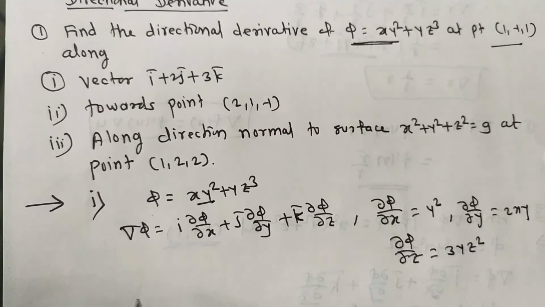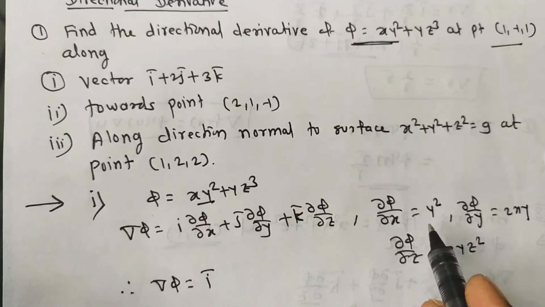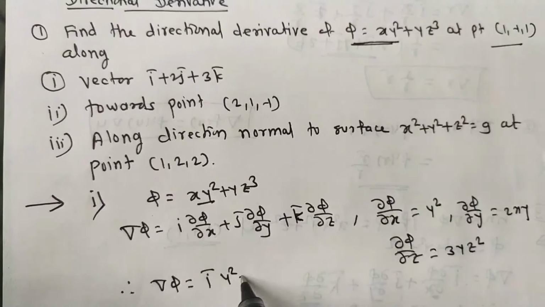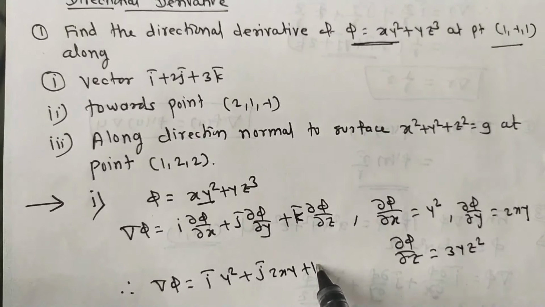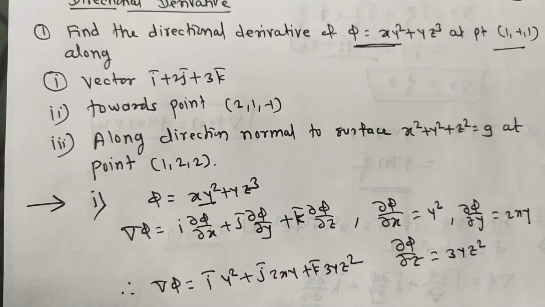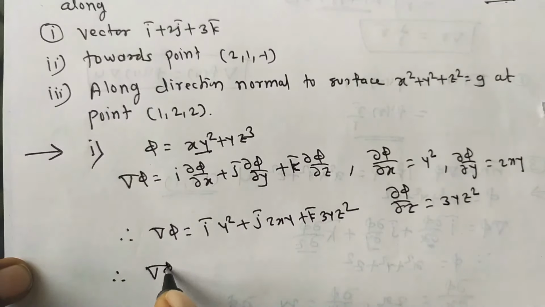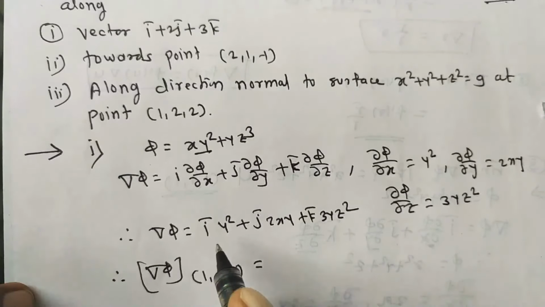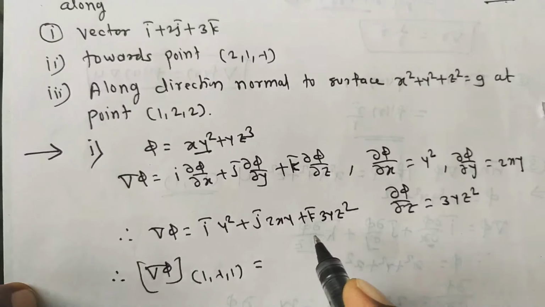So put all these derivatives here, and therefore del phi is equal to i bar into del phi by del x, that is y square, plus j bar into del phi by del y, which is 2xy, plus k bar into del phi by del z, which is 3yz square. So this is del phi at point (x, y, z), but our question is to find the directional derivative of phi at point (1, -1, 1), and therefore del phi at point (1, -1, 1) is, put x equal to 1, y equal to -1, z equal to 1.